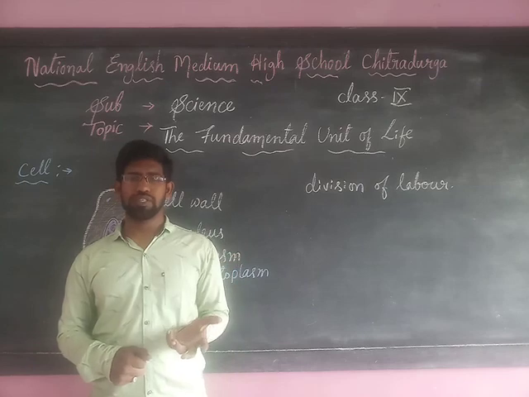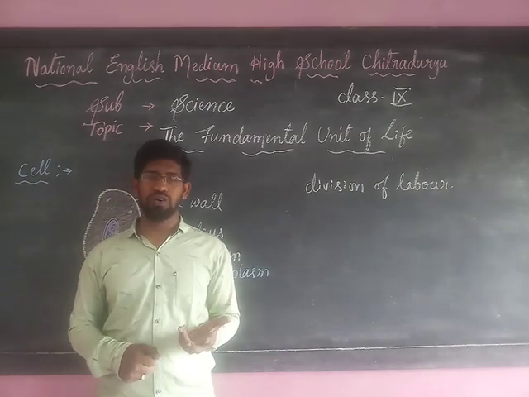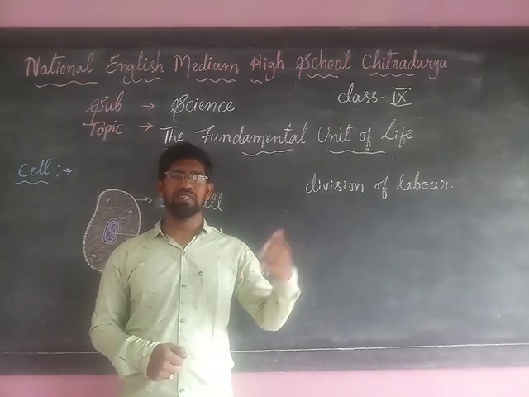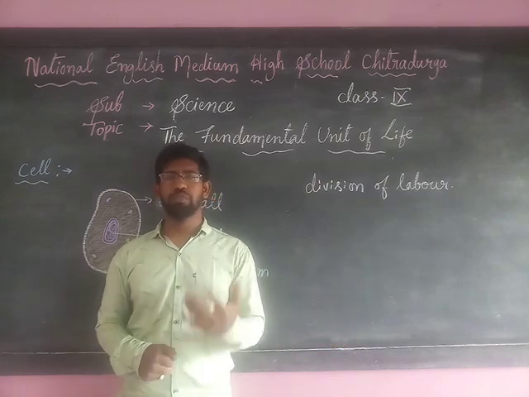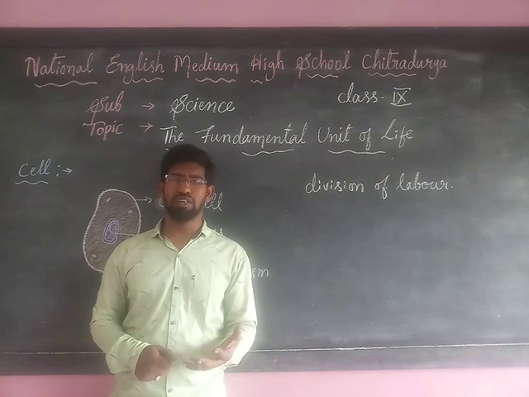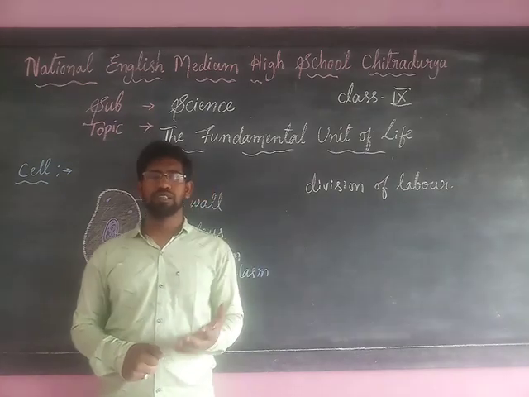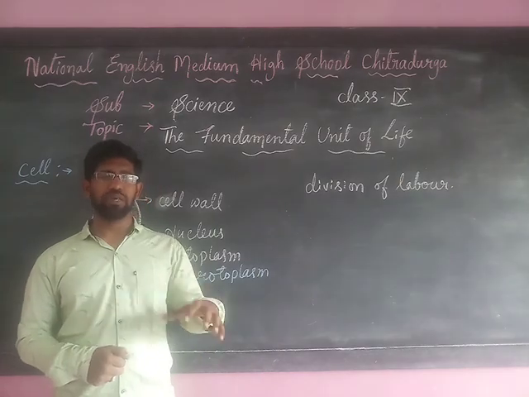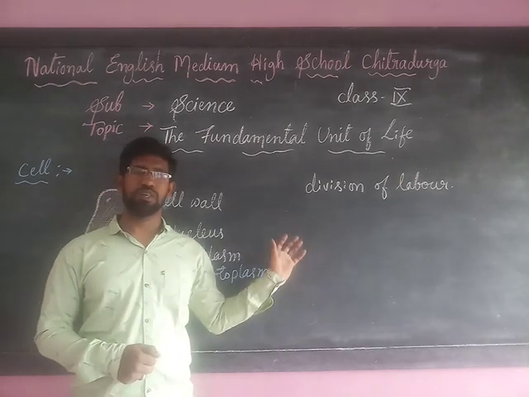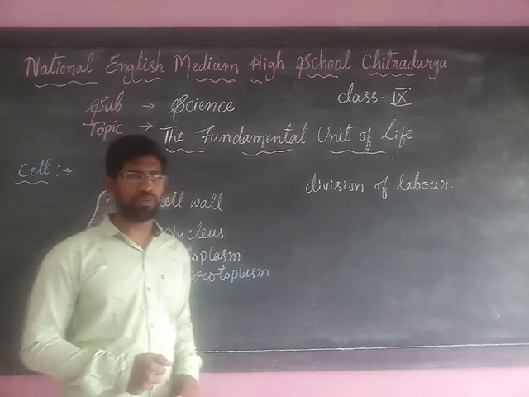The nervous system is present: the brain, the spinal cord, the nerves. So they contain a different type of cell called a nerve cell. Understood? The male reproductive cell is called sperm, and the female reproductive cell is called ovum. So like that, different types of cells are present within a single multicellular organism. Let me see them one by one.